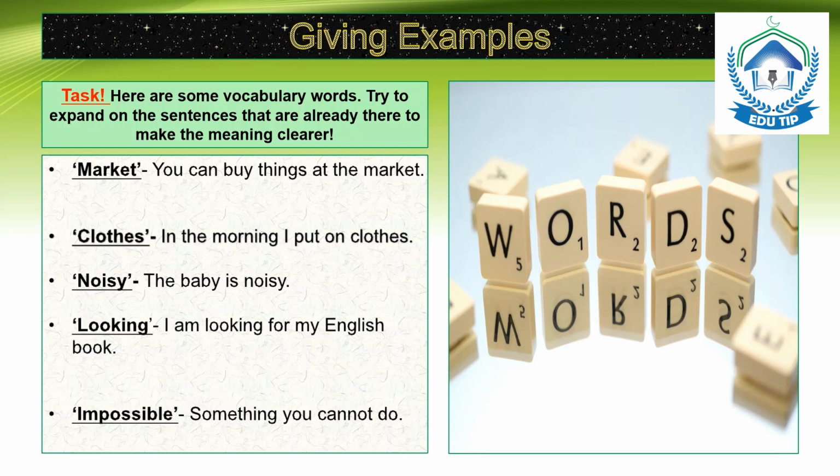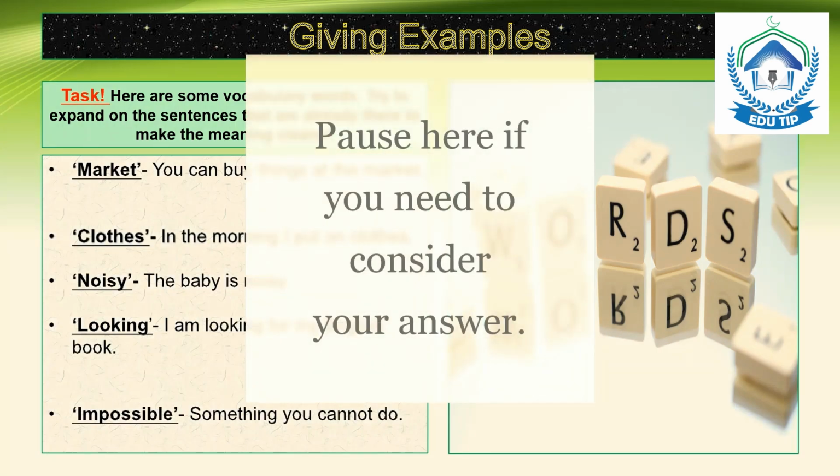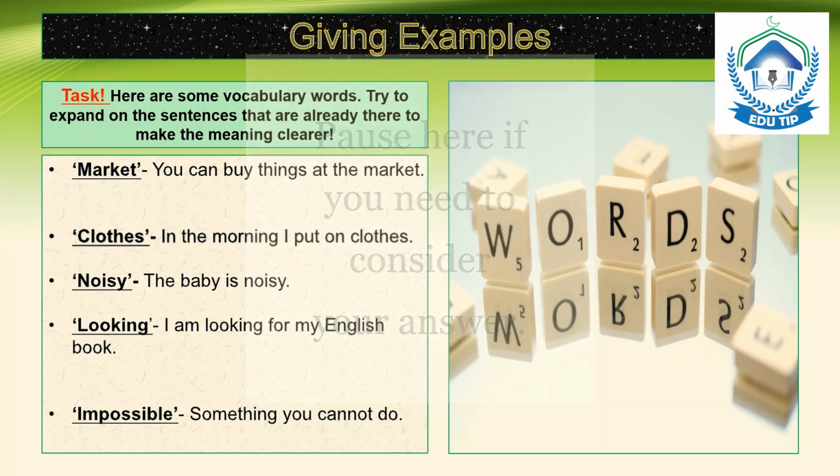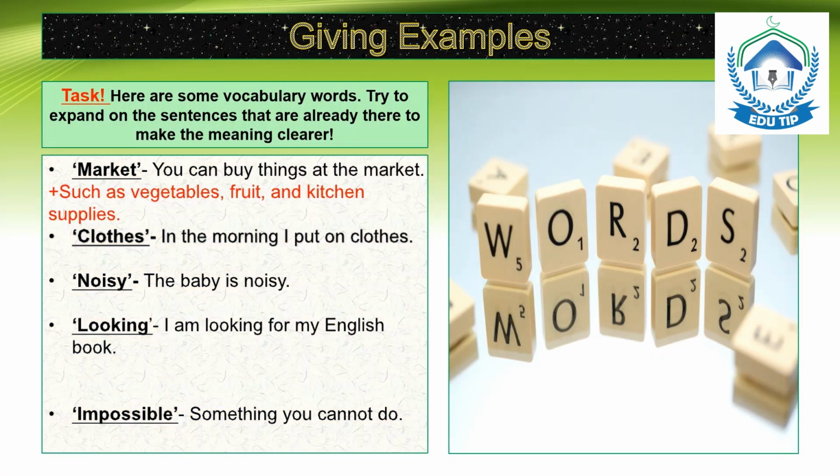The first word is market, and the sentence is, you can buy things at the market. What other sentences could you add on to this to make the meaning of market clearer? I would suggest you could add things like, what can you buy there? You can buy vegetables, fruit, and kitchen supplies, and so on.